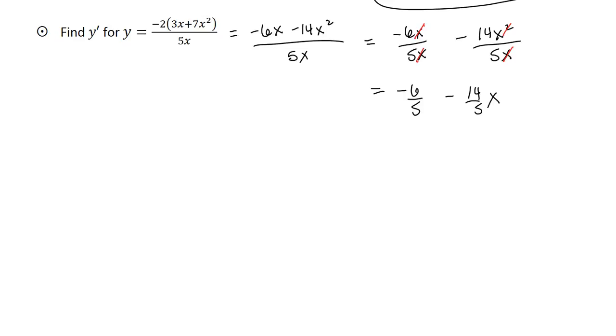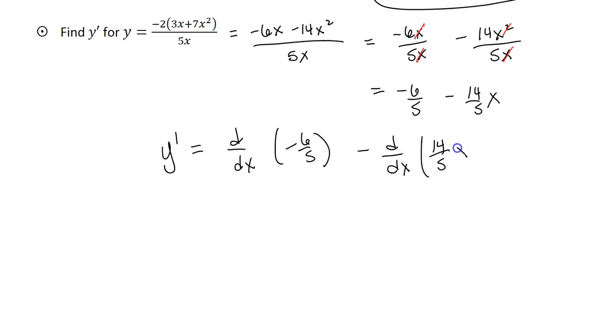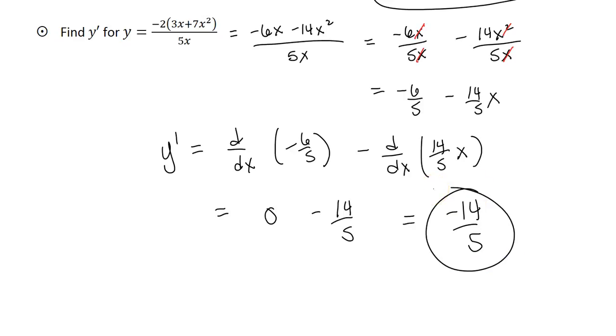Now we haven't actually done any calculus yet. When we go to find the derivative, that's going to be the derivative with respect to x of negative 6/5 minus the derivative with respect to x of 14/5 x. So that's going to be 0 minus 14 over 5, or just negative 14/5. So again, you can use the quotient rule here. You'd end up getting the same answer, but it's a lot easier to use the algebra first.